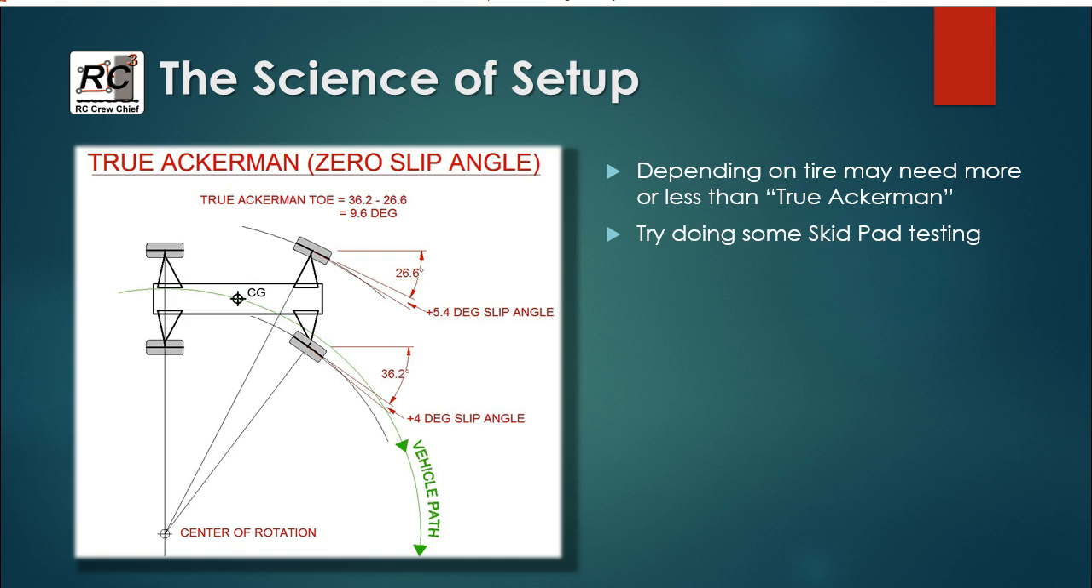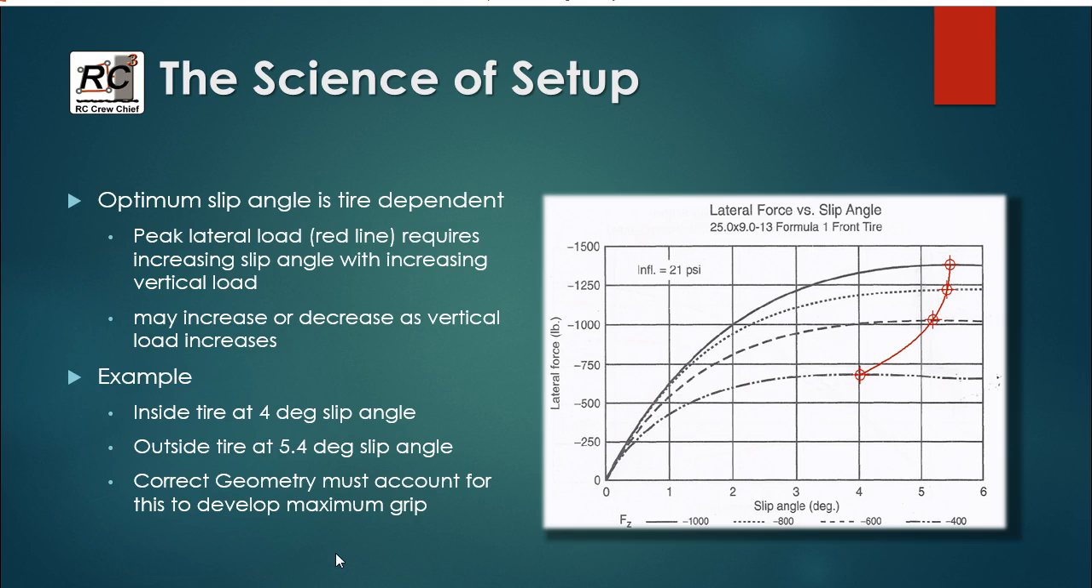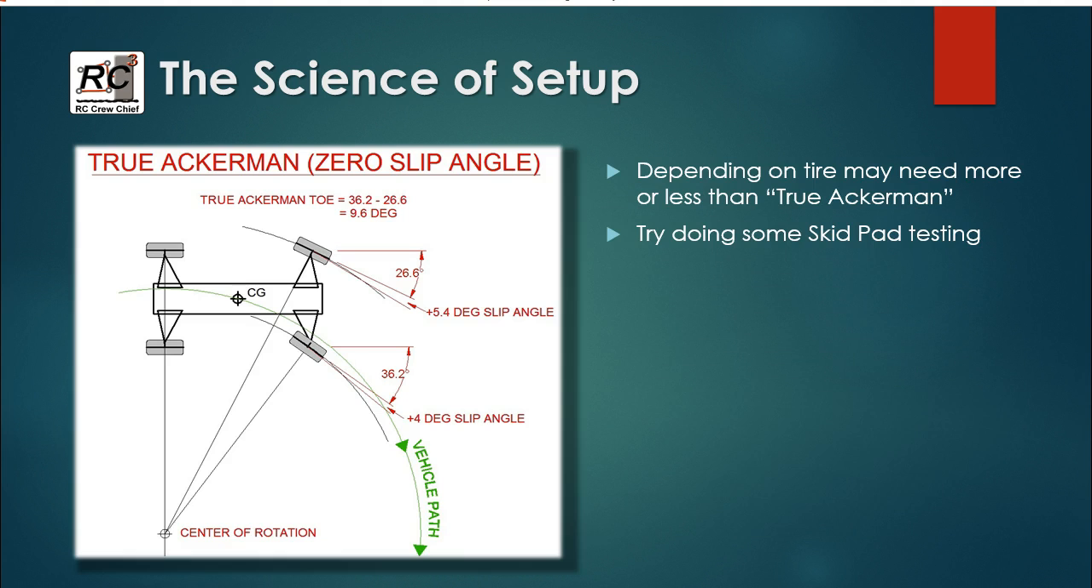Now the unfortunate thing is that we are never going to have these wonderful graphs for our tires that would give us some insight as to which direction we need to go. So how do we determine which is better for a particular tire? Well, the only way I can think of is you can try and do some skid pad testing.